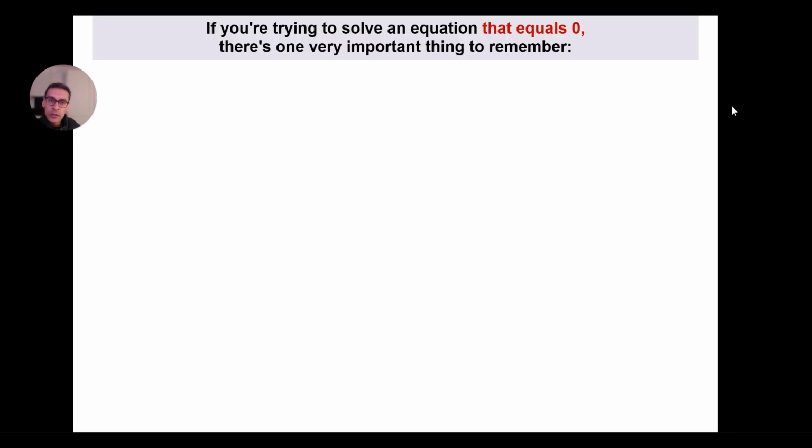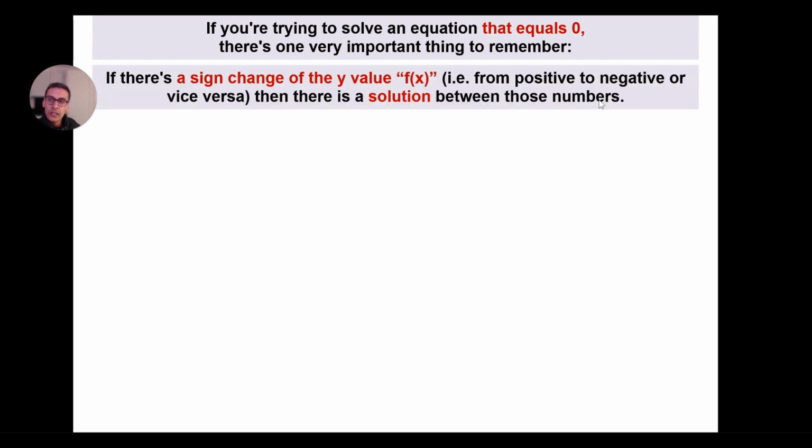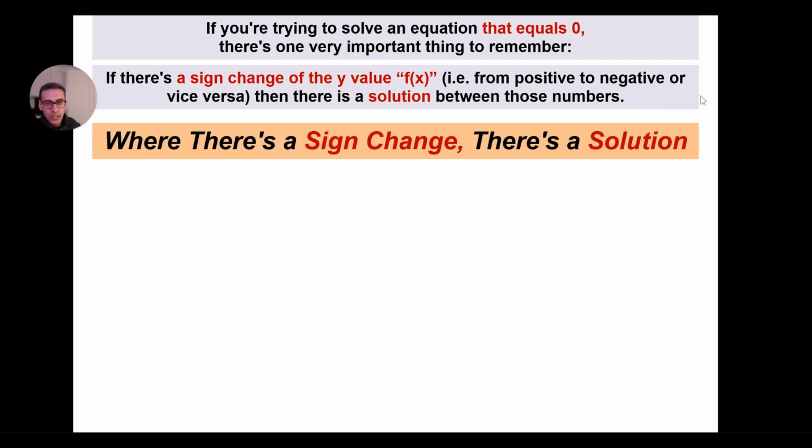This video is going to be mostly just a practice sheet of questions for you to try for showing part A of iteration questions. Now, just remember the key phrase. If you're trying to solve an equation that equals 0, there's one very important thing to remember. If there is a sign change of the y value from positive to negative, then there's a solution between these two numbers.